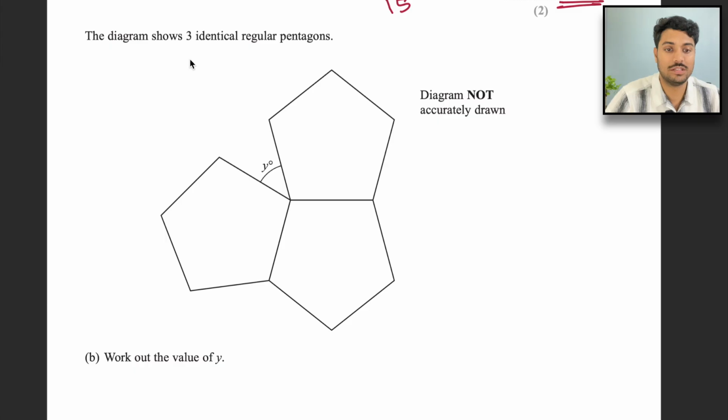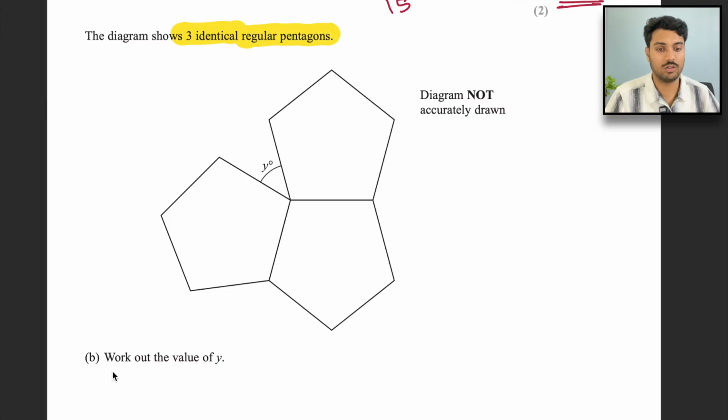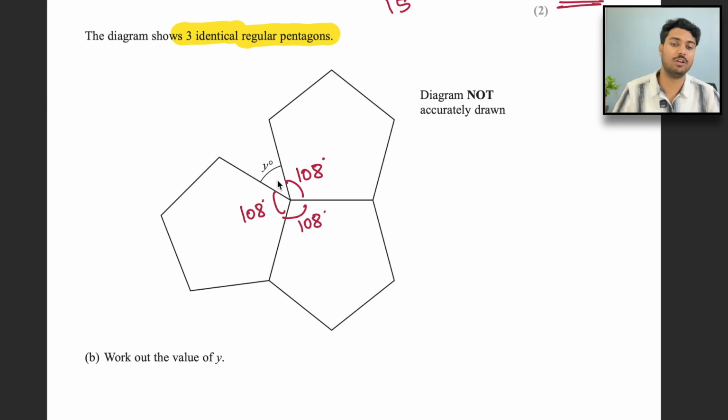It says the diagram shows 3 identical regular pentagons. 3 identical regular pentagons means they're all pentagons. It says work out the value of y. We know that each interior angle is 108 degrees. We have calculated that so many times now. And we have to find the value of y.